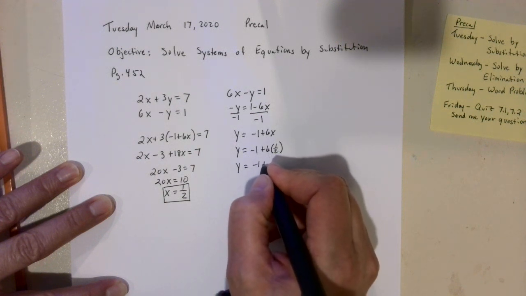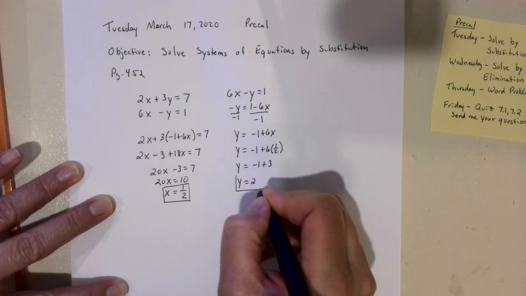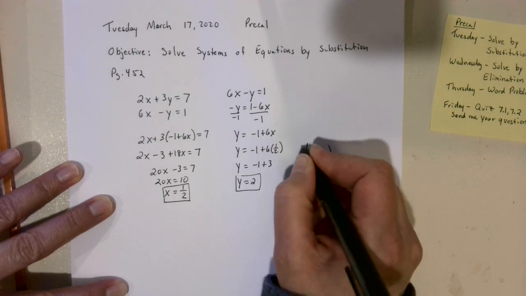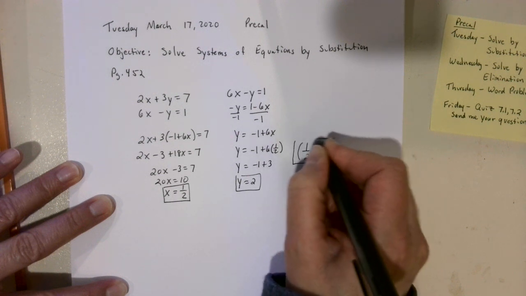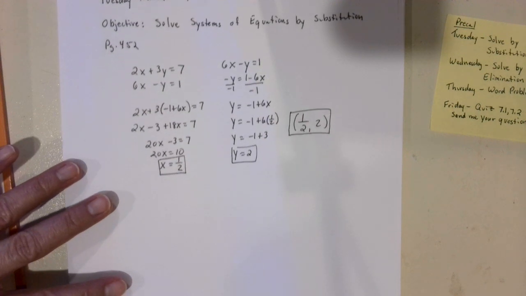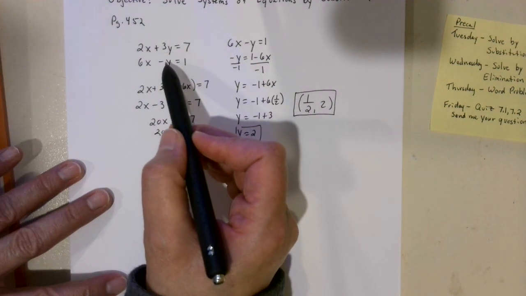And 1/2 of 6 is 3. And so y is going to equal 2. So the point 1/2, 2 is the solution point to the system. That means that it is the point of intersection if we were to graph. It is the solution that makes both of these equations true at the same time.